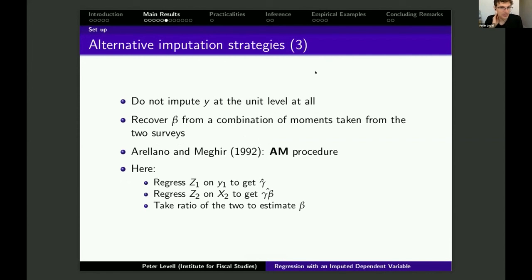So a third method is to not impute y at a unit level at all, not at the level of individuals, but to recover beta from a combination of the moments taken from the two samples. This was used in a paper by Arellano and Meghir, so we're going to call this the AM procedure. In this one, you regress z on y, you get an estimate of gamma hat, you regress z on x, you'll get a combination of gamma and beta, gamma beta, and you can take the ratio of those two estimates to estimate beta.